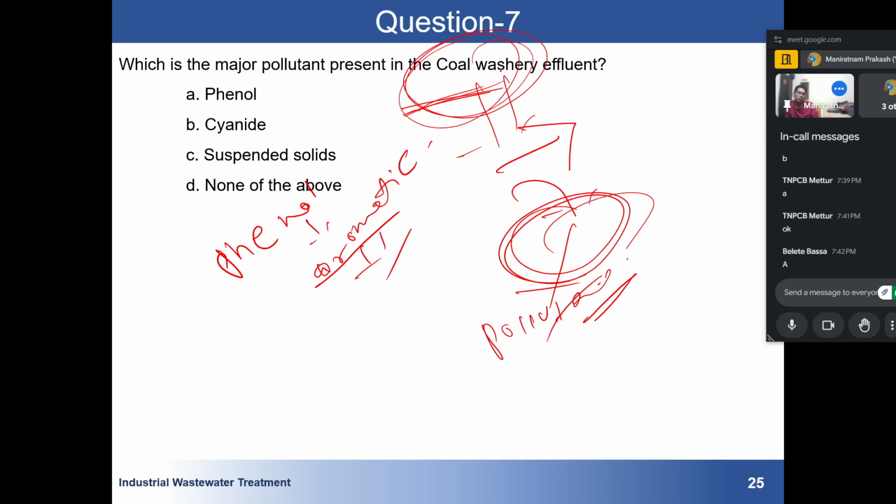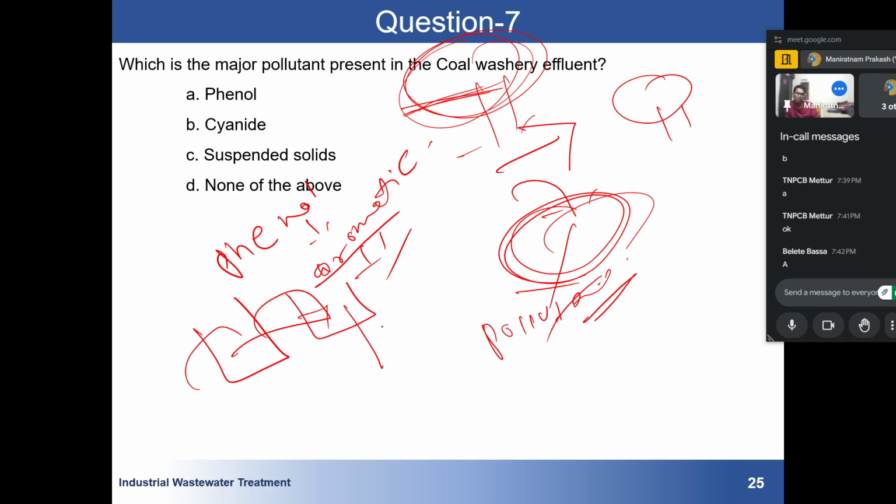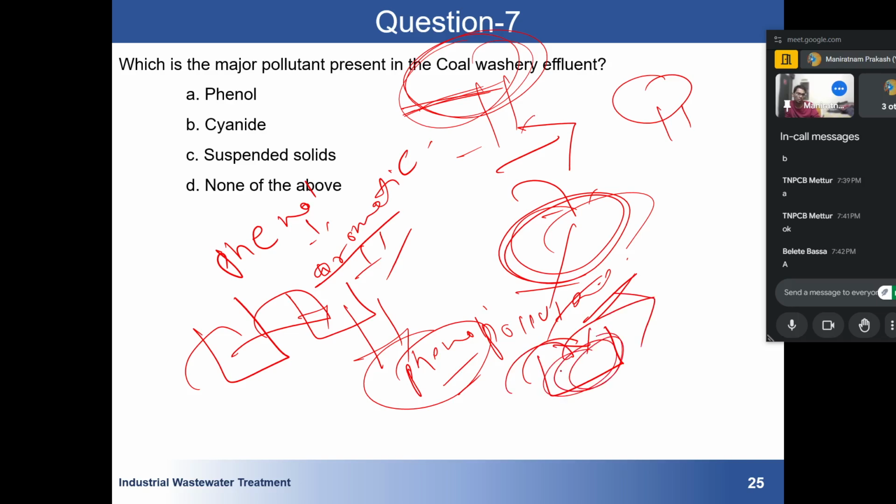We are washing our coal. What happens is that raw coal is collected from the ore and then it is simply washed. The water which we get is known as coal washery effluent. How will it contain phenol? Suppose you have a rock and you have added water, now you have taken out your rock. Will this water contain any kind of chemicals? It will just contain suspended solids.